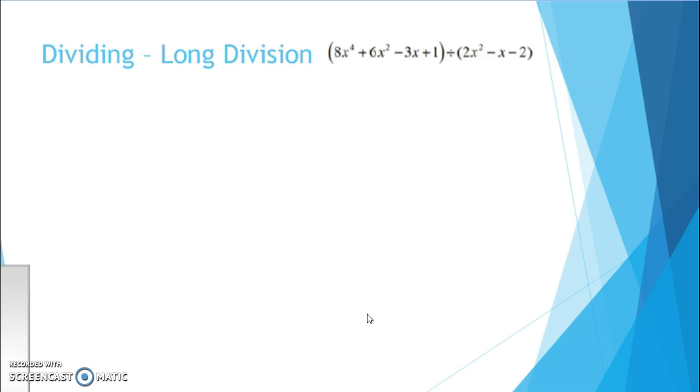Okay, another example, we have 8x to the 4th plus 6x squared minus 3x plus 1 divided by 2x squared minus x minus 2. So I'm dividing by a trinomial this time, but my steps are still the same. So 2x squared minus x minus 2 goes on the outside.